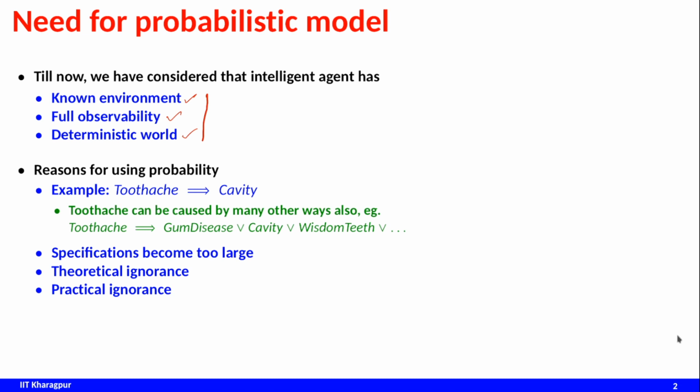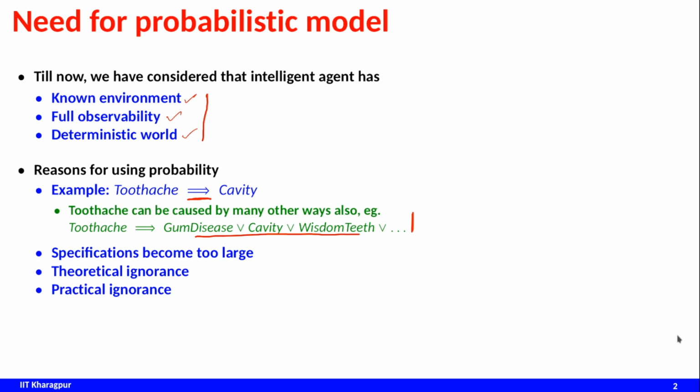But now if we look into another set of problems, like, let's say I have a toothache, then I can say that this toothache implies that there is a cavity. So toothache can be caused by cavity, but it is not guaranteed that toothache is always caused by cavity. So toothache can also imply something else. Cavity is just one of them. And then we cannot deterministically say that toothache implies cavity. There can be other reasons. Toothache can be caused by many other things, like wisdom teeth, gum disease or something else as well.